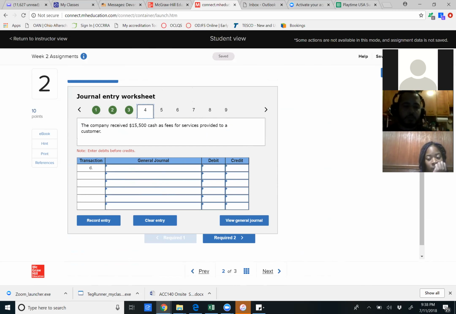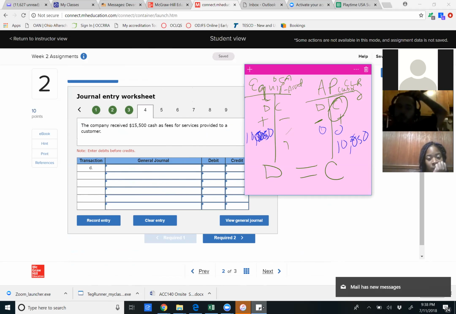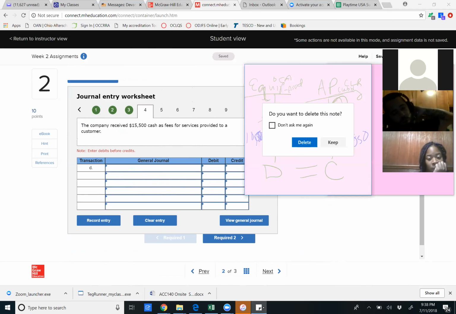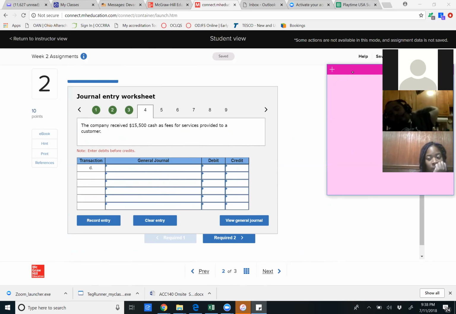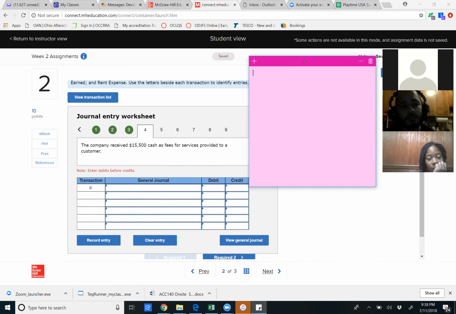All right. So the company received $15,500 cash as fees for services provided to a customer. All right. Come back here. So my accounts that I am working with, what's my first one? The easy one. The first T table that I'm going to use. Oh, cash. Yep. What's my second one going to be? Accounts payable. No.